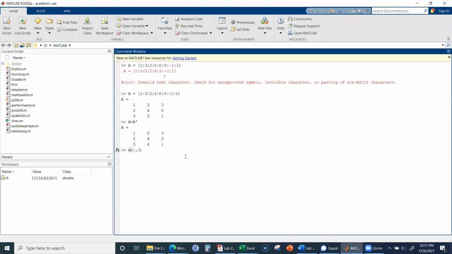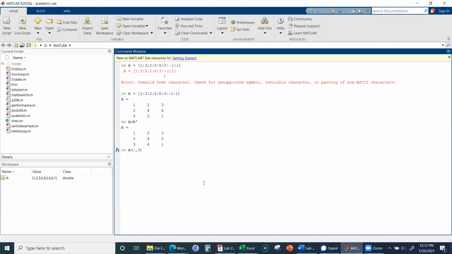using the parentheses, not the square brackets. So there is a difference. For example, over here I am using the square brackets. Square brackets are used for representing the arrays, but here I'm using the parentheses. So the parentheses are used to refer to certain elements in the matrix.